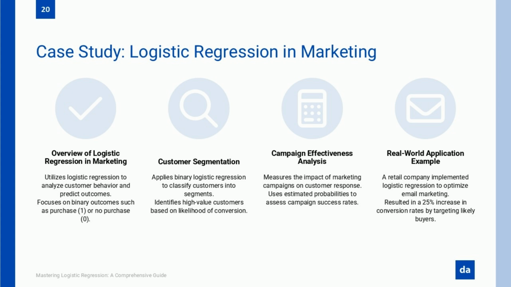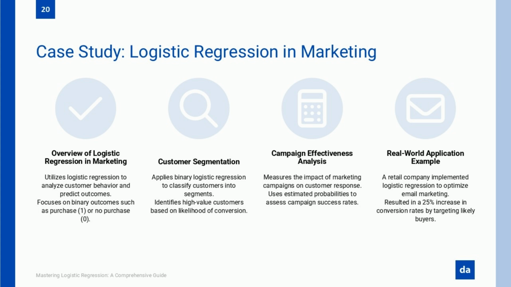First, we collect historical customer data, maybe from the last 6 months of email campaigns. Each row in our dataset represents a customer and includes features like email open rate, time spent on the website, past purchase history, and discount offered. The target variable? Whether the customer made a purchase, 1, or didn't, 0.